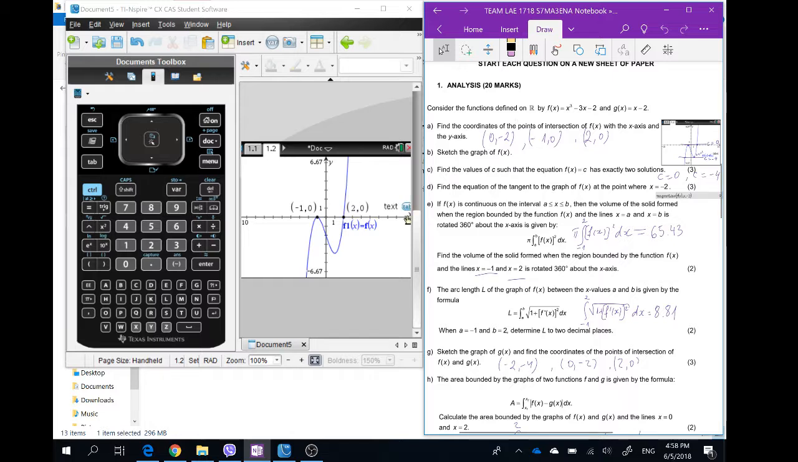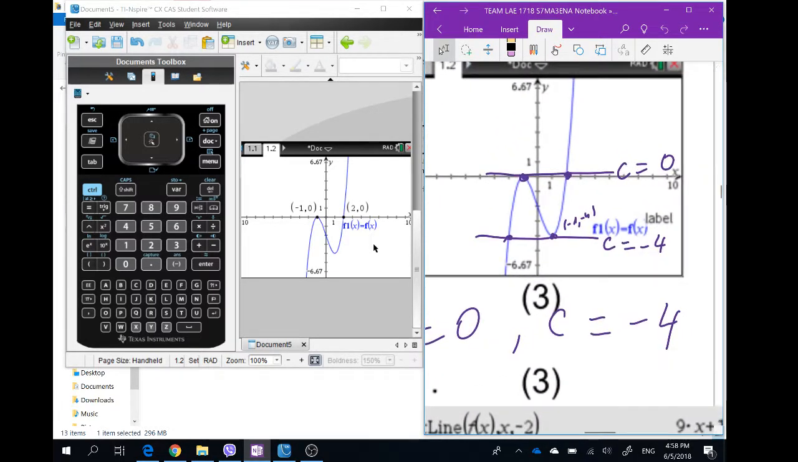Find the values of c such that the equation f of x equals c has exactly 2 solutions. F of x equals c. F of x is the first function. The second function is y equals c. Y equals c is a horizontal line. I don't know where c is, but of course, to have exactly 2 solutions, we are in this case. This is c. We have 2 solutions here and 2 solutions here. So c equals 0 is obvious.